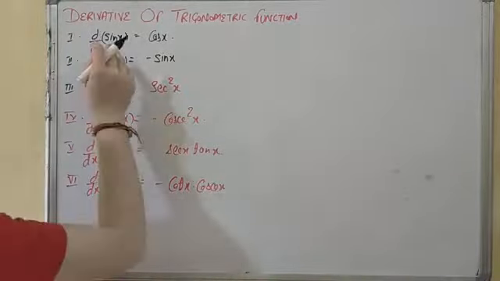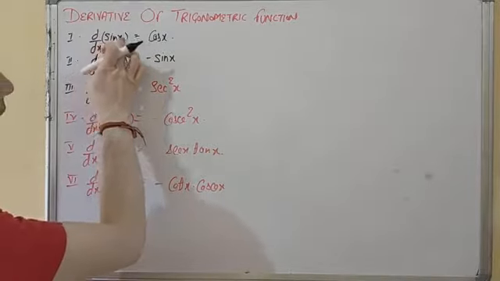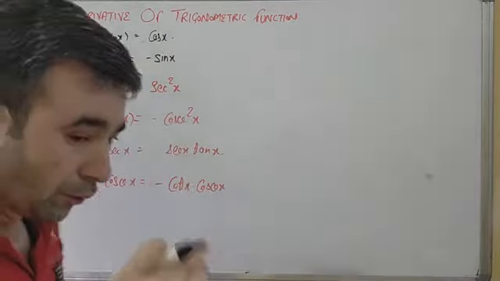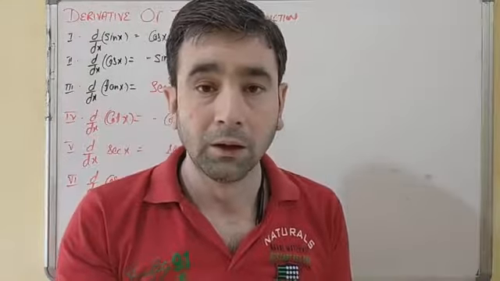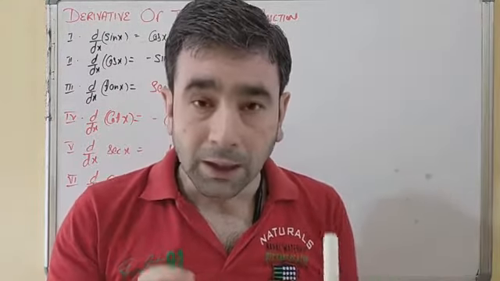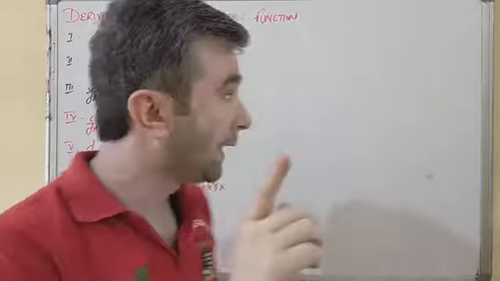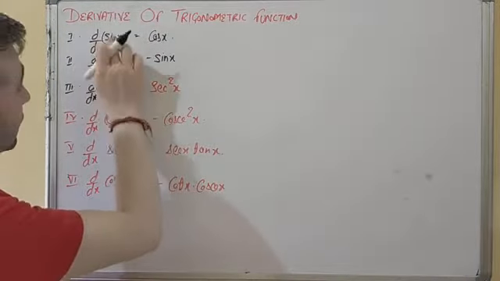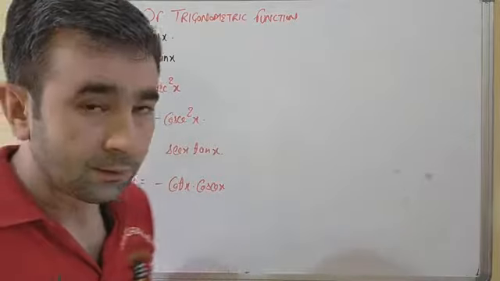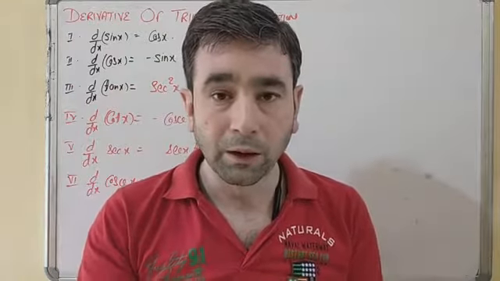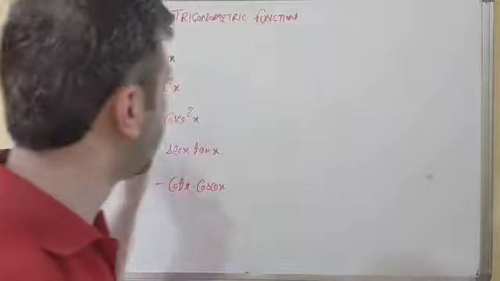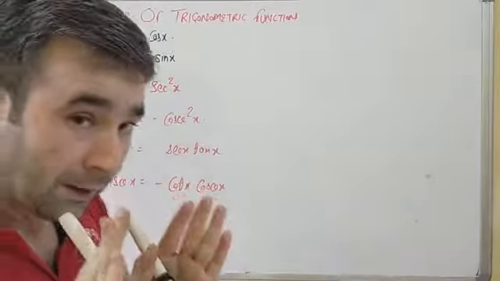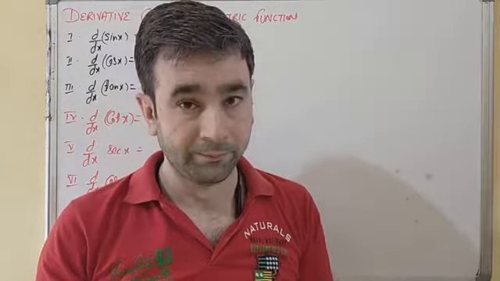So what will happen here if we take the derivative of sin of x? Sin is the trigonometric function and x is the variable. When we apply this derivative operator on sin of x, it converts into cos x, but the derivative will not end here.